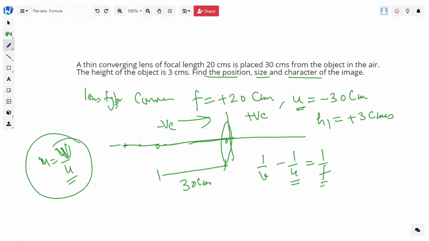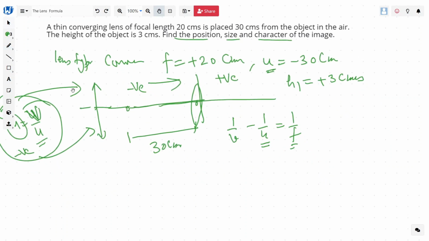So the magnification comes positive in the sign, which means the image is erect. If the magnification comes negative, the image is inverted. Okay, so with this background, let's try and solve this problem by just simply plugging in the numbers.